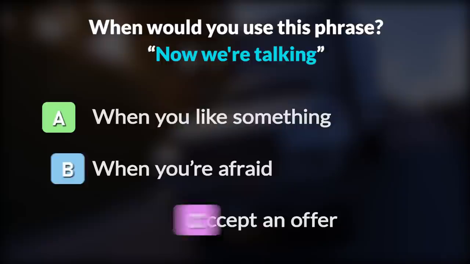When would you use this phrase? When you like something? When you're afraid? When you accept an offer?